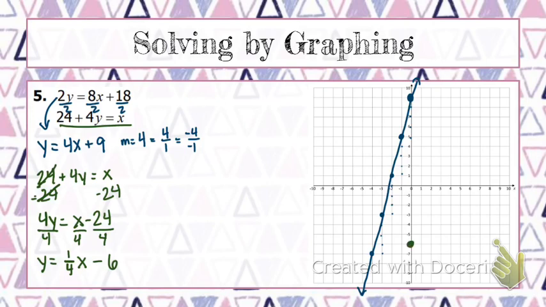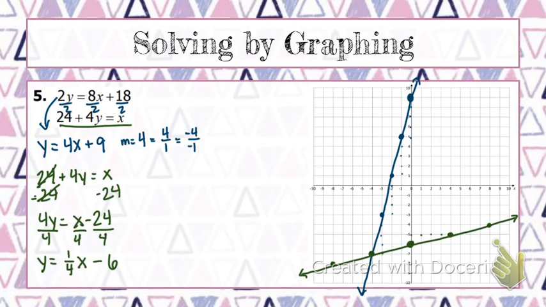We start at y equals negative 6. And then we have a slope of 1/4. And so what that means is we are going to rise 1, run 4. Rise 1, run 4. And again, and then this way, and then we connect our dots.